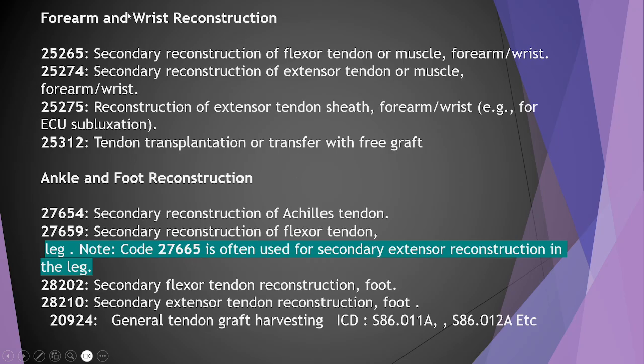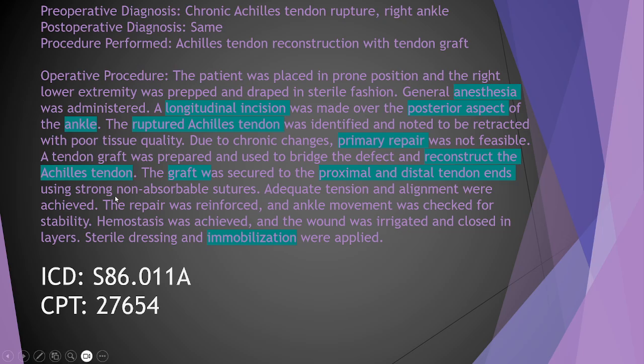Now, similarly for the forearm and the reconstruction of the wrist. So here are the codes, and ankle and foot similarly, and so we'll see the tendon graft or reconstruction OP report. So here is an OP report for the tendon graft or reconstruction.